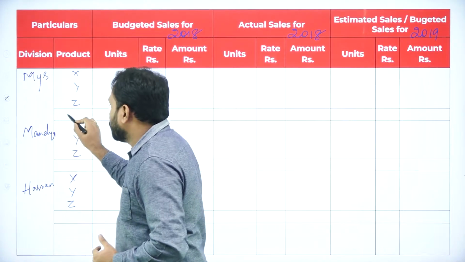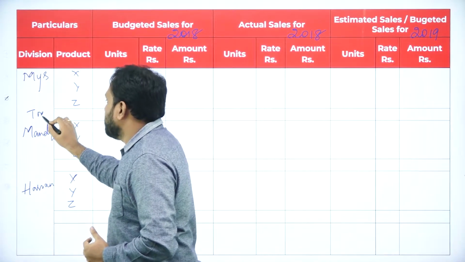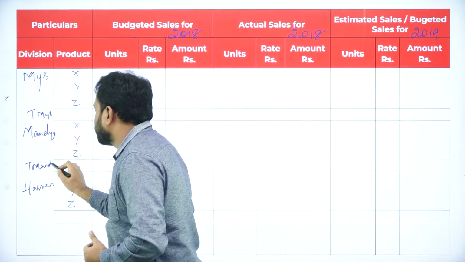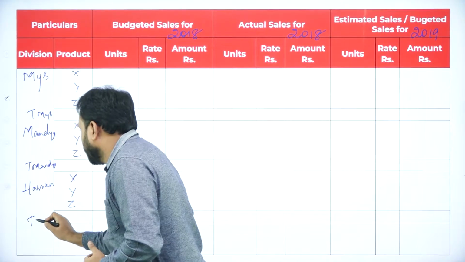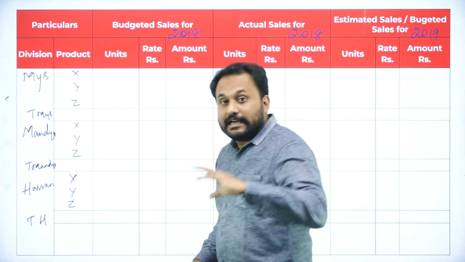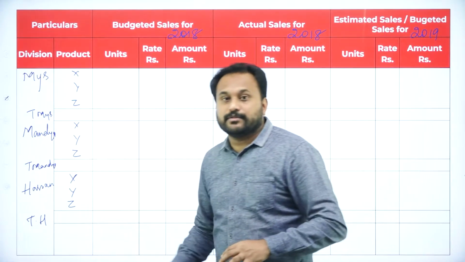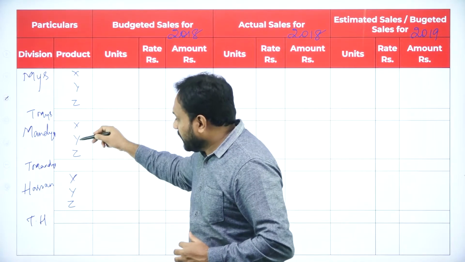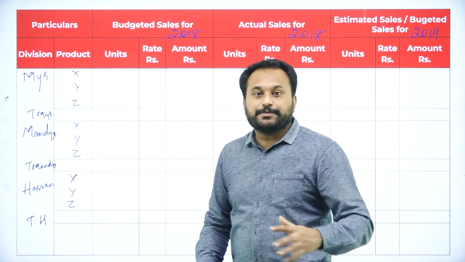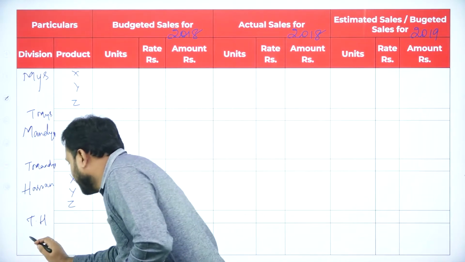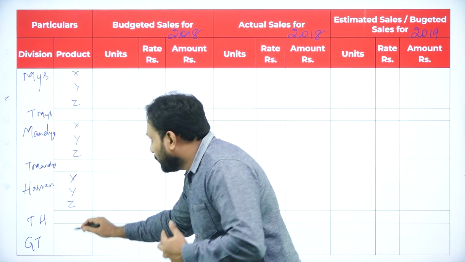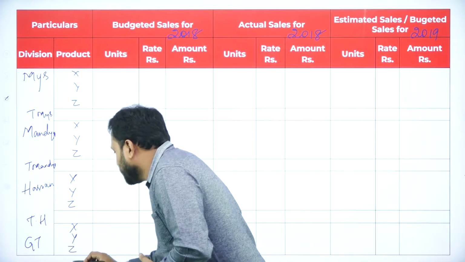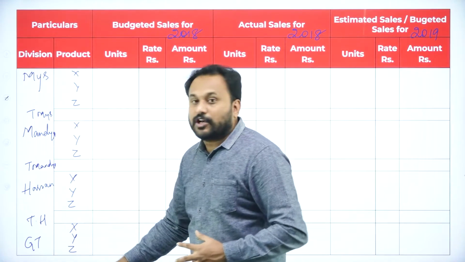Now what is this total? This is the total of Mysore. This is your total of Mandya, and the last one here, total of Hassan. And the last one here, what we are supposed to do is, we need to have the grand total of X, then Y, and the last one is Z. So which product is doing good? So here we will go with the grand total of, now you are supposed to write 3, that is again X, then Y, and then Z. So this is what our particular column would look like.